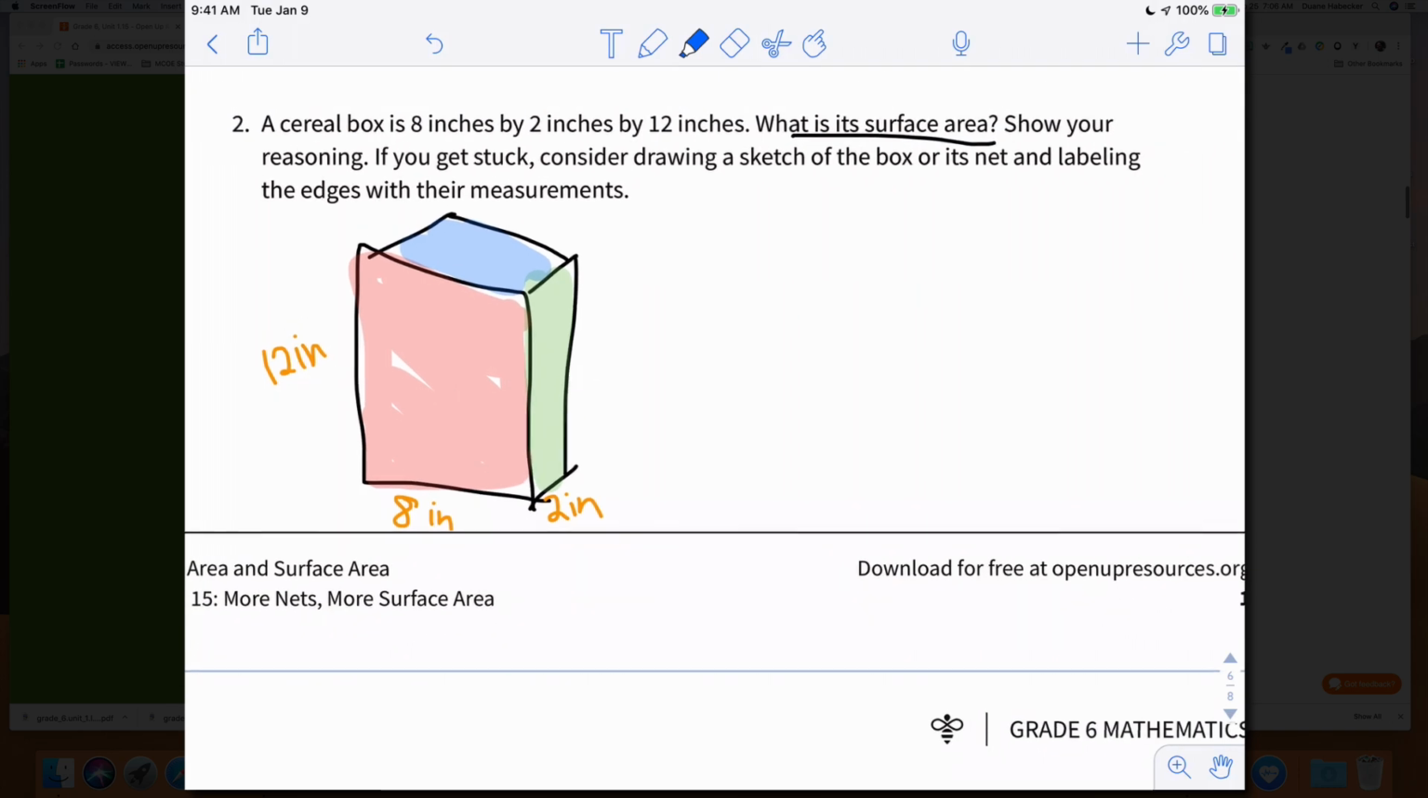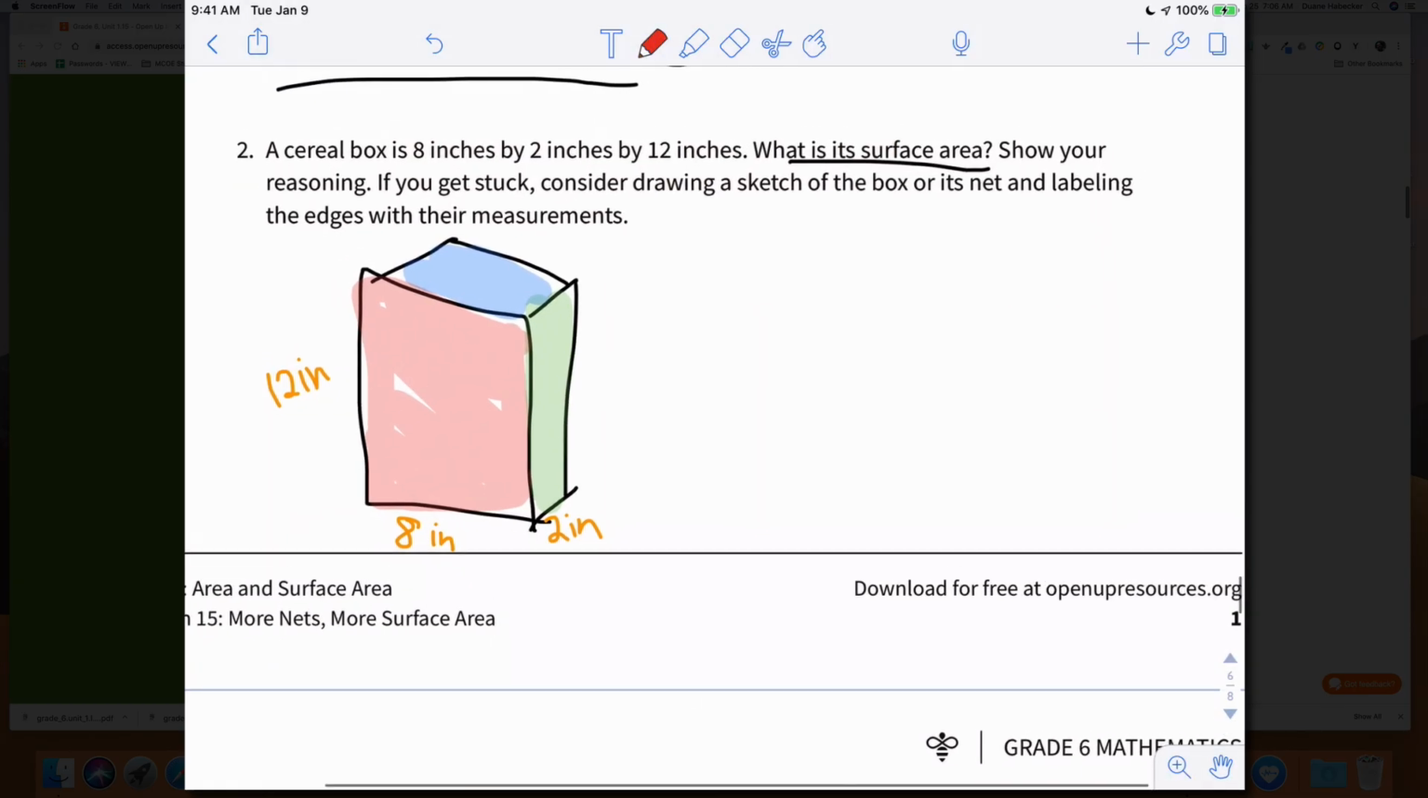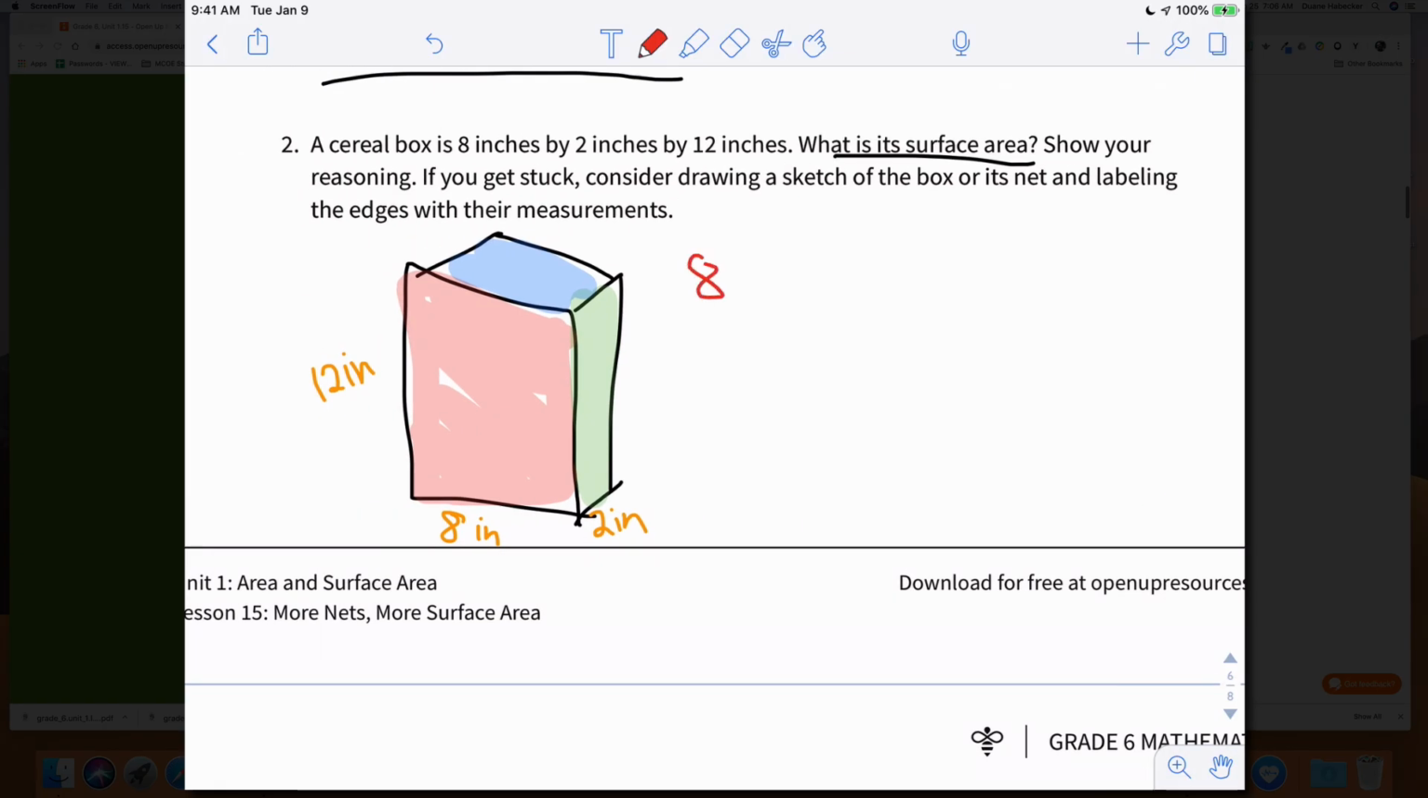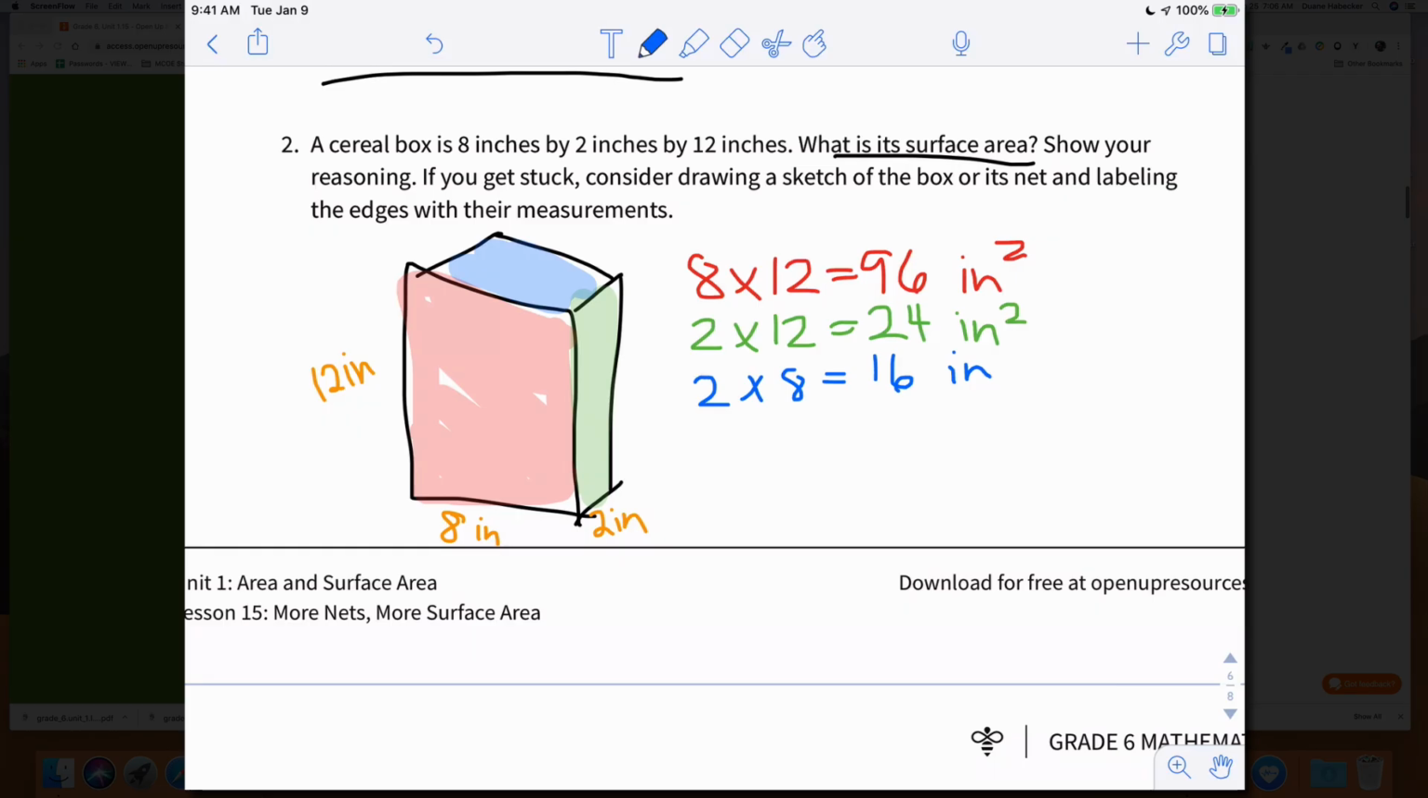So for each of these 3 faces, we know we have a partner, right? And so the red, the front and the back, so to speak, is 8 by 12, which is 96, but we have 2 of them, so that's 96 inches squared. And then the green we have is a 2 by 12, which is 24 inches squared, but we're going to have 2 of them. And then lastly, we have the blue. The blue is 2 by 8, which is 16 inches squared, but we're going to have 2 of them.